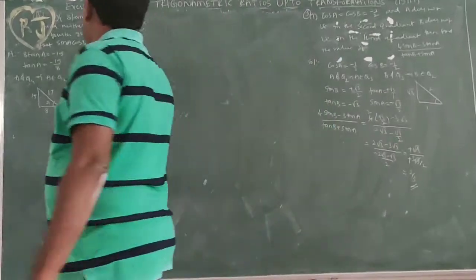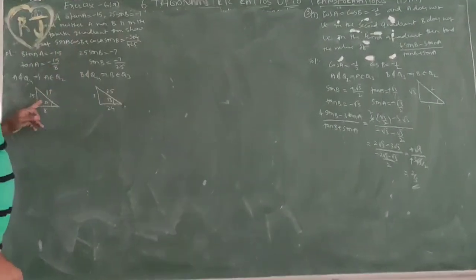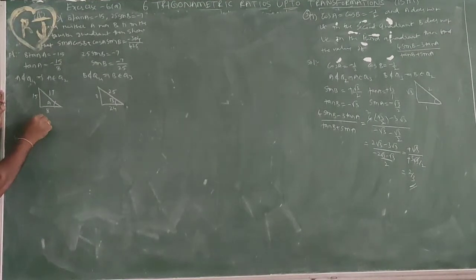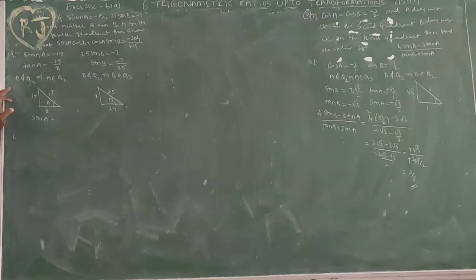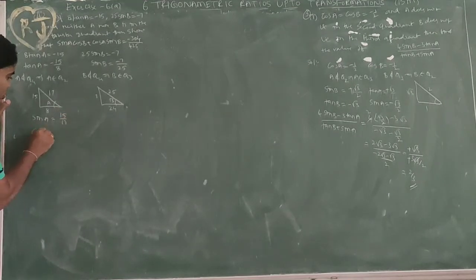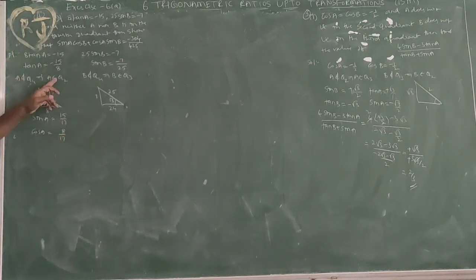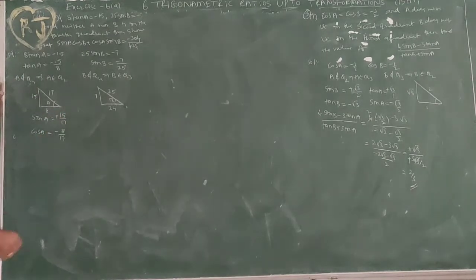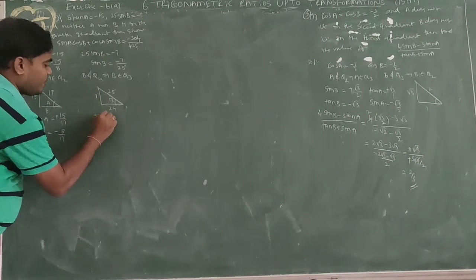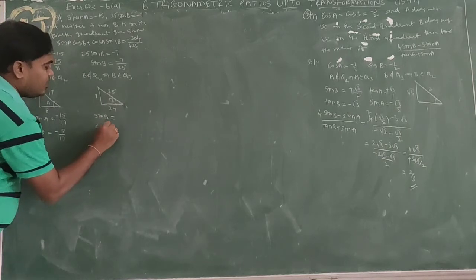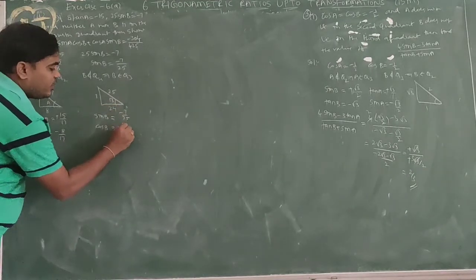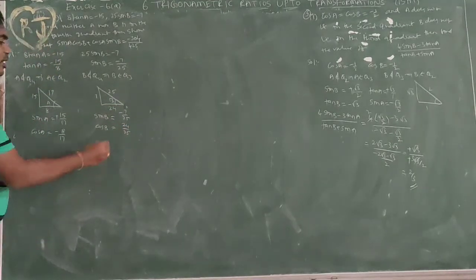Okay, now what do we need? We need sin A and cos A. Sin A equal to 15 by 17, cos A equal to 8 by 17. A is in the second quadrant, so sin is positive, cos is negative. Next, sin B and cos B. Already we know sin B is minus 7 by 25, cos B is 24 by 25. It lies in the third quadrant, so it is also negative.